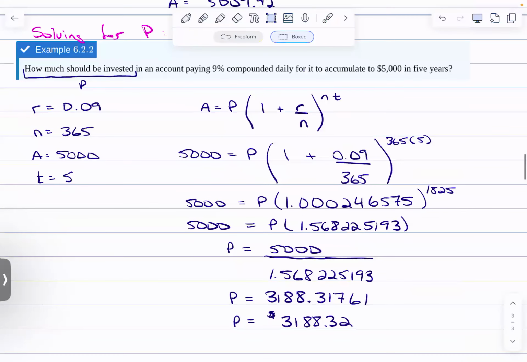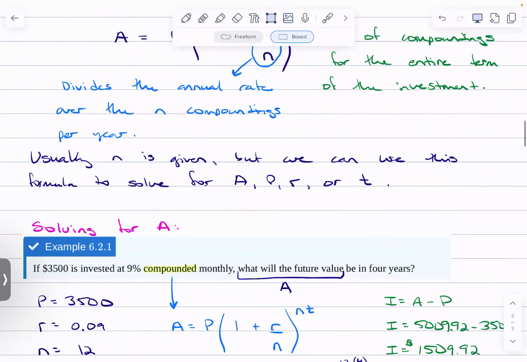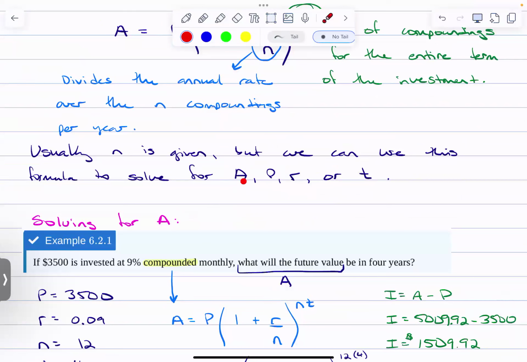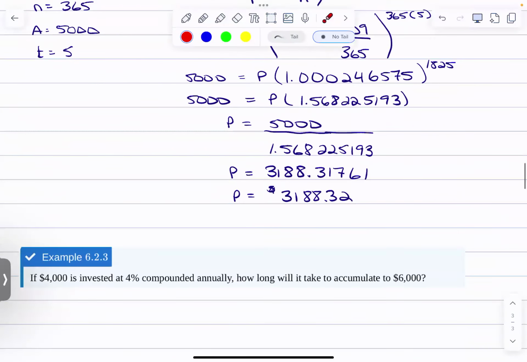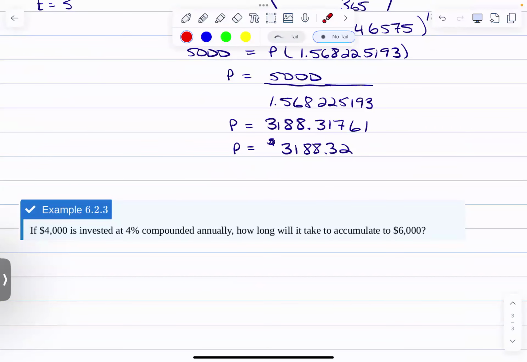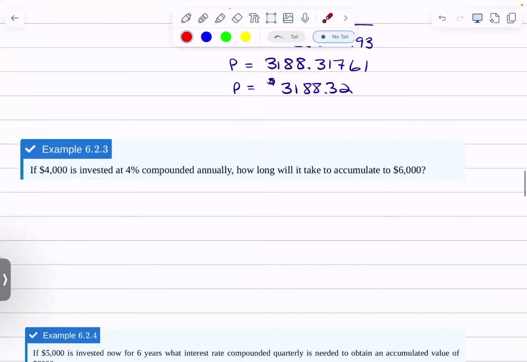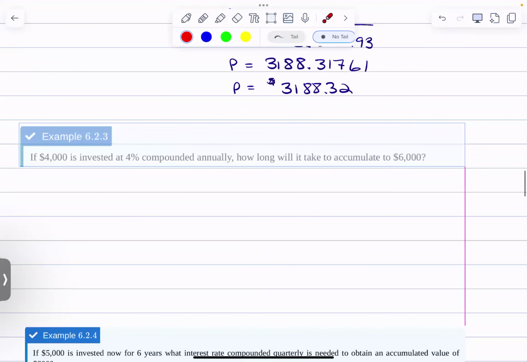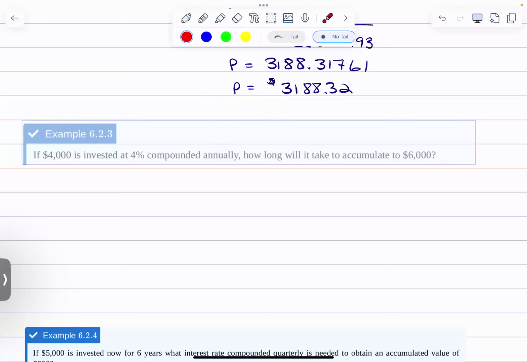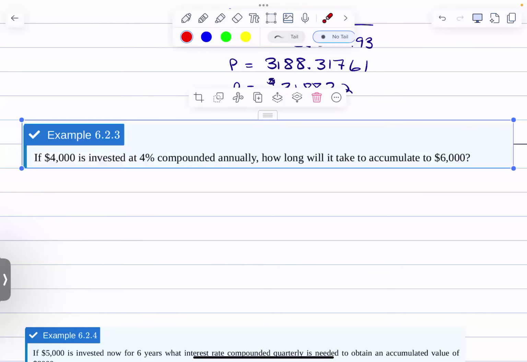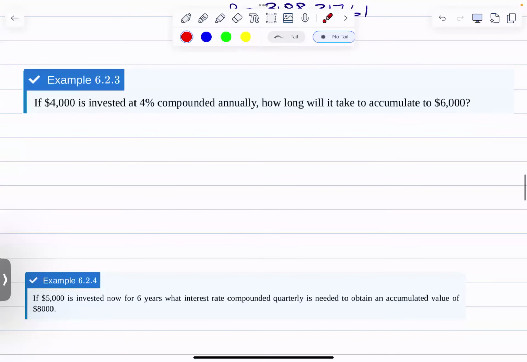Okay, so we've solved for A, we've solved for P. What does it look like solving for? Well, we'll see if it's R or T, but I'm gonna guess it's R. It's not. It's T. Oh well. That means the next one is R. I hope. Yeah.